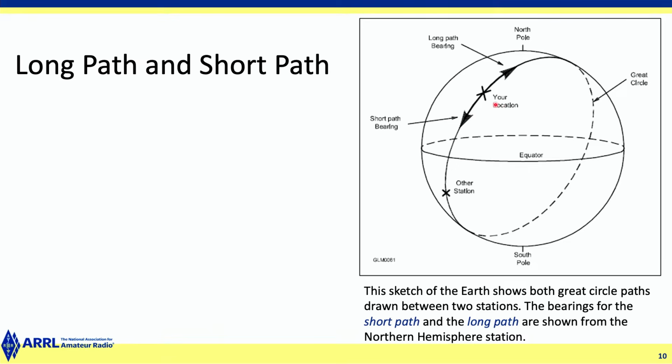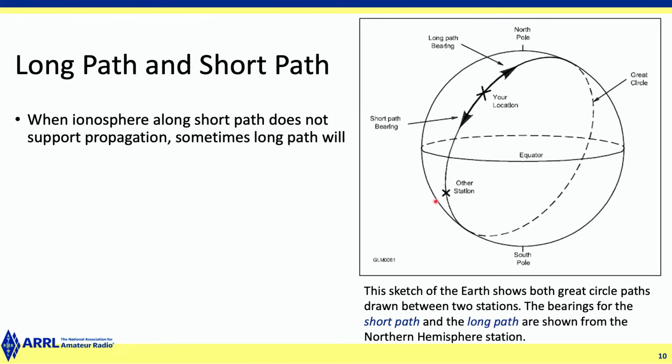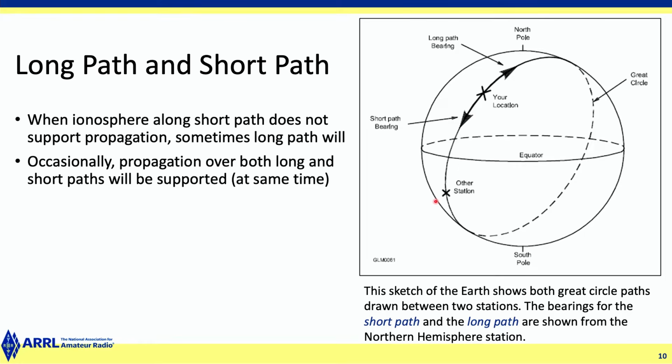Sometimes, however, you may want to go long path, where if I'm trying to talk from here to here, the shortest path is from here to here, but there may not be any ionization on this side. Ionization may all occur around the backside, which is what we call long path propagation. So sometimes the propagation is better the long way around than the short way around. Does that make sense? Depends on where the sun is. When the short path does not support propagation, sometimes that long path will.